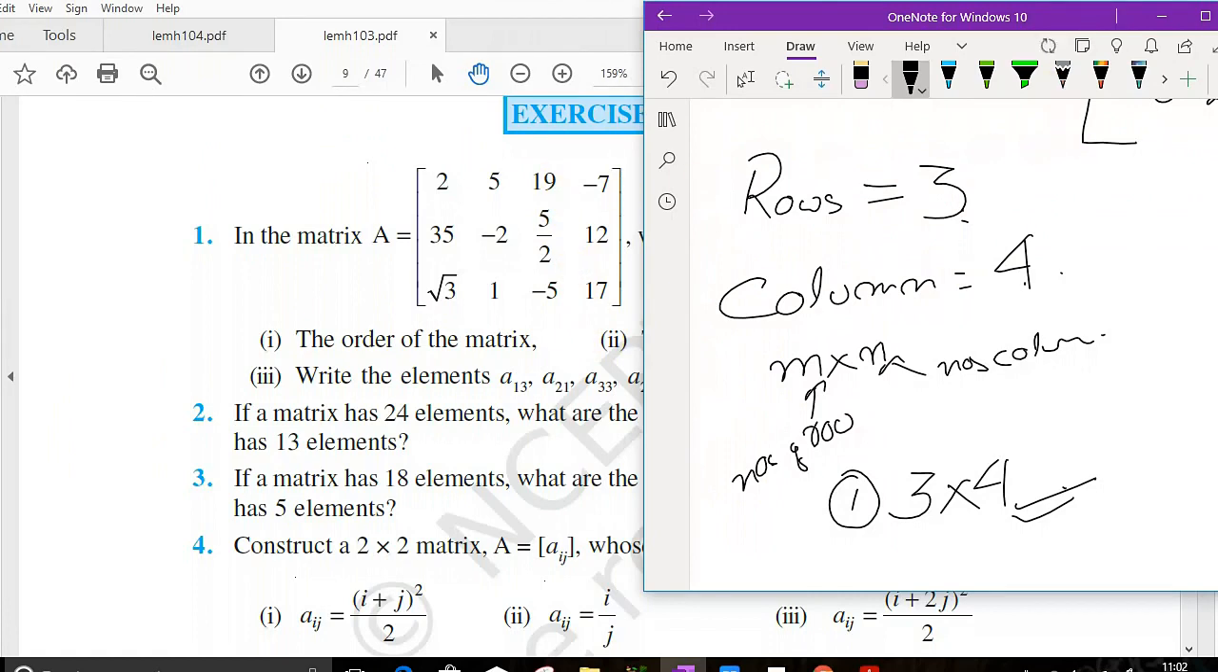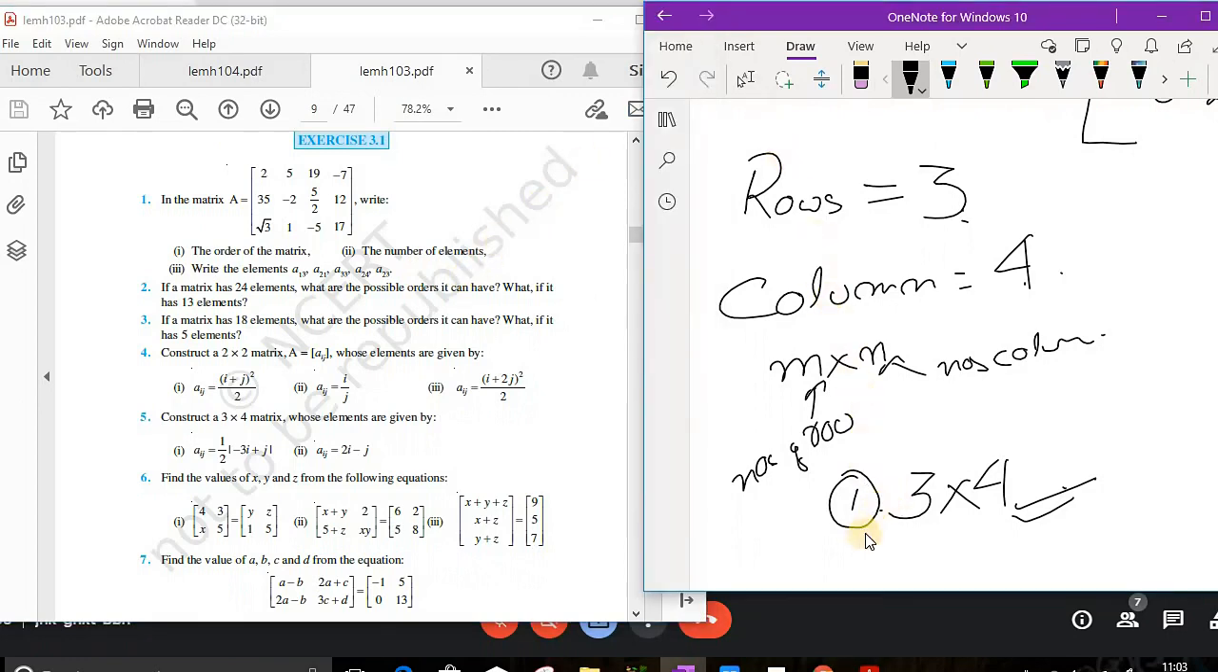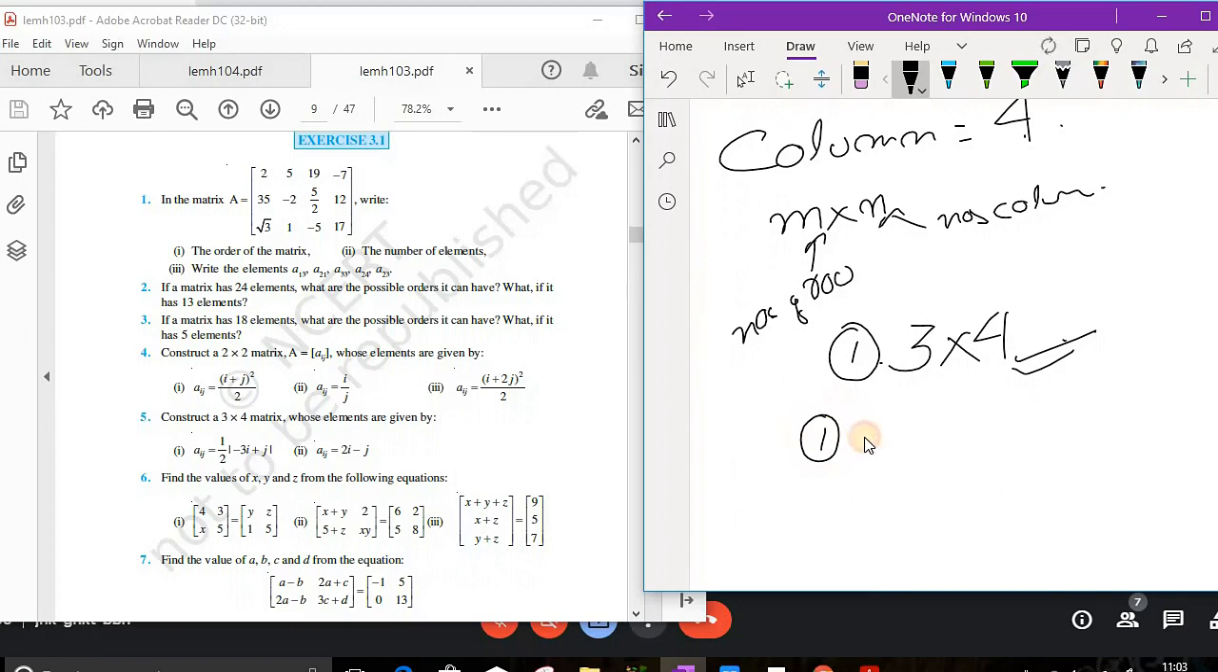Okay. Next. What is the number of elements? So order is 3 by 4. So number of elements will be what? 12. It's like 3 into 4. Okay, write down A13. What is A13? 19. A13 means first row, third column. So 19. That's very nice.